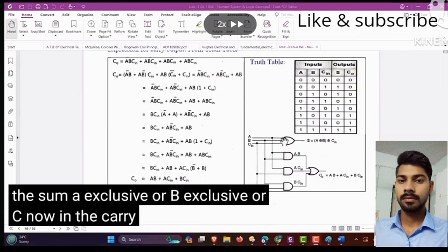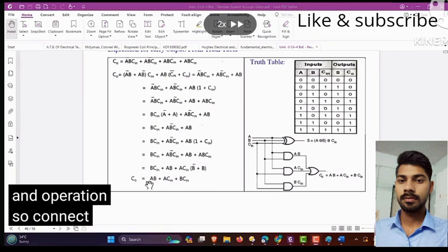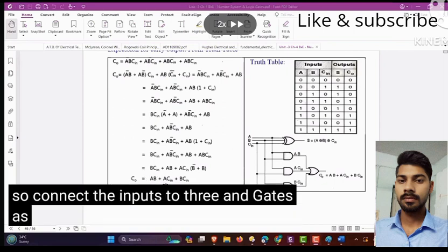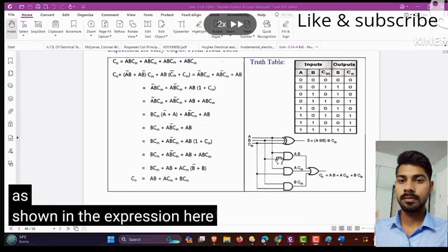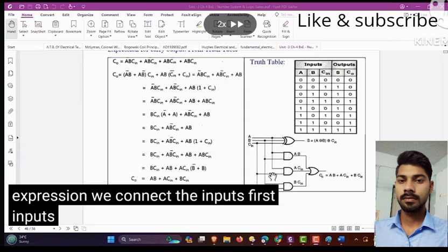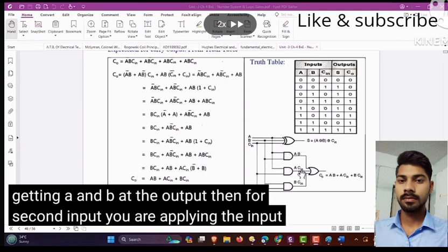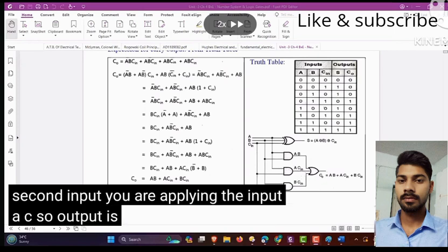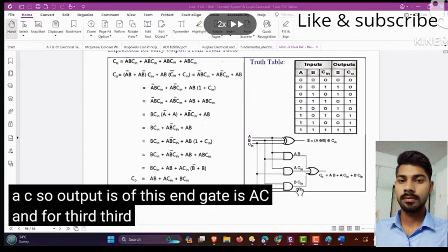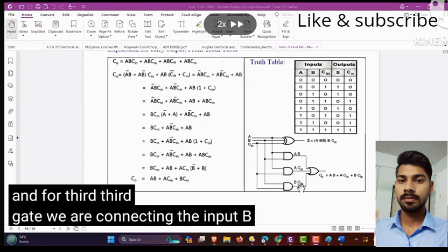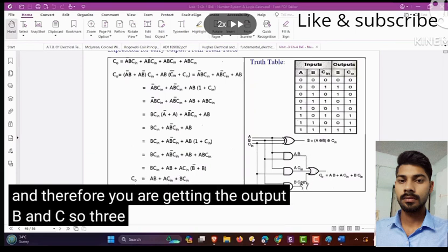Now, in the carry output, we have three AND operations. So connect the inputs to three AND gates as shown in the expression. As per the expression, the first gate has inputs A and B, so you are getting AB at the output. For the second gate, you are applying the inputs A and C, so the output of this AND gate is AC. And for the third gate, we are connecting the inputs B and C, and therefore you are getting the output BC. So three terms are generated here.